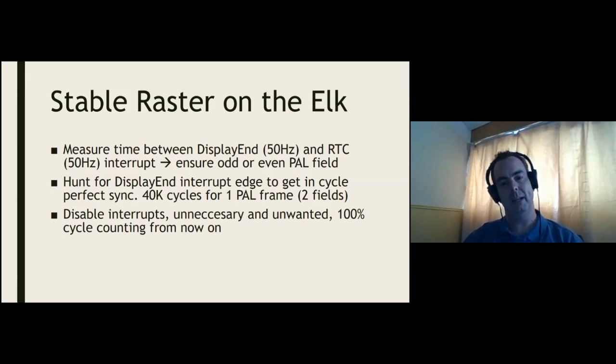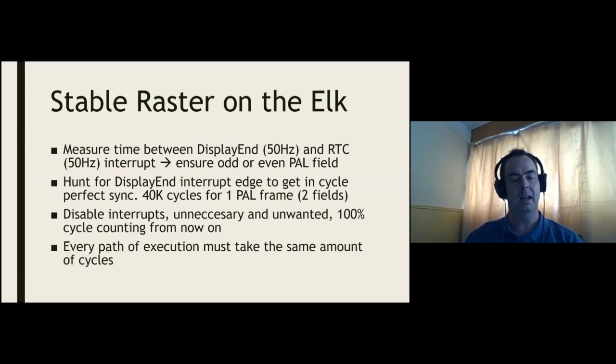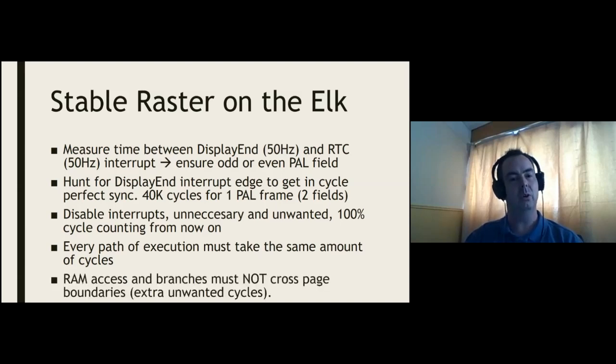They just interrupt your execution flow. And this is where the real pain in the rear starts, because you have to be 100% cycle counting from this point on. One cycle off and your whole demo stable raster collapses, which is why I found many times. That's because every path of execution has to take exactly the same amount of cycles. And I think Kieran showed some of these examples on the forum recently. And I know exactly what he's talking about. And also RAM access. Don't cross page boundaries or branch across page boundaries, because you will introduce extra unwanted cycles. So you have to code very carefully, and it doesn't become much fun after a while, but it makes some things possible that otherwise are impossible or very difficult.